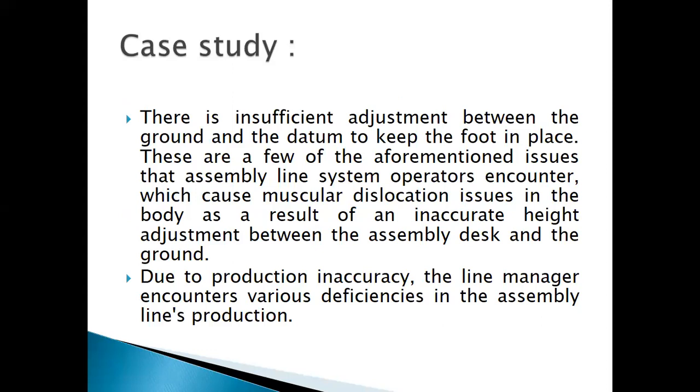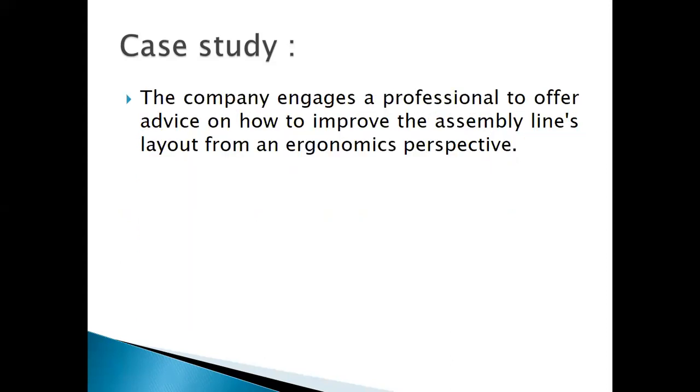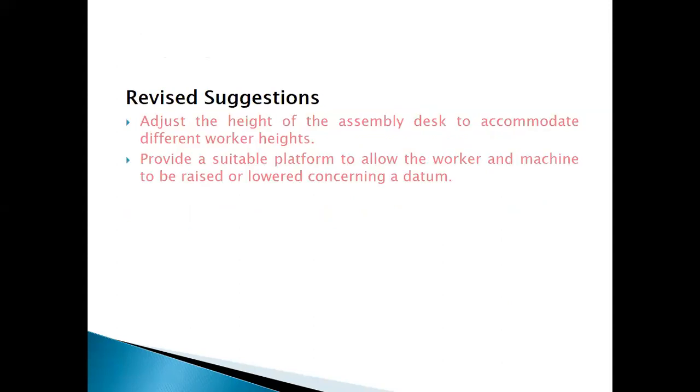So this leads to inaccuracy of production. The line manager wants to find out the various deficiencies in the assembly line production by engaging a professional consultant to offer advice on how to improve the assembly line layout from the ergonomics point of view. And here are some of the revised suggestions, so that we can adjust the height of the assembly desk as per the hip height of the operator.